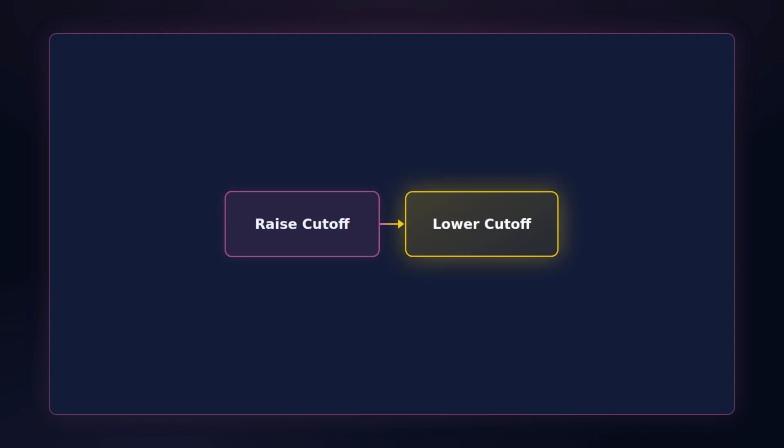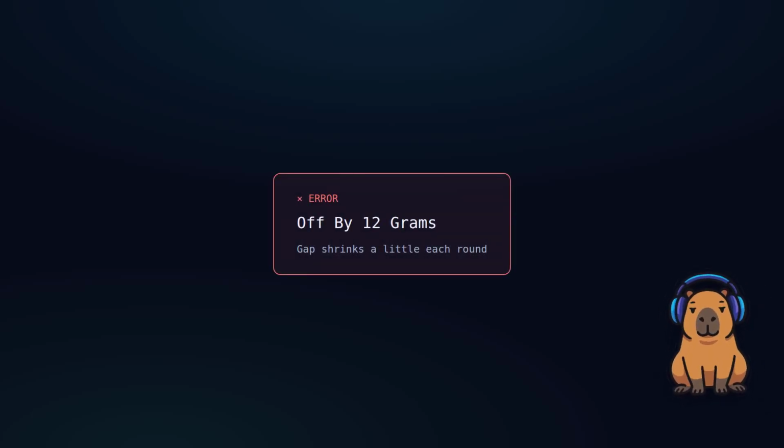Too many small oranges through, raise the cutoff. Too many big ones rejected, lower it. That gap has a name: error. Smaller error each round means you're closer. That's literally the whole strategy.